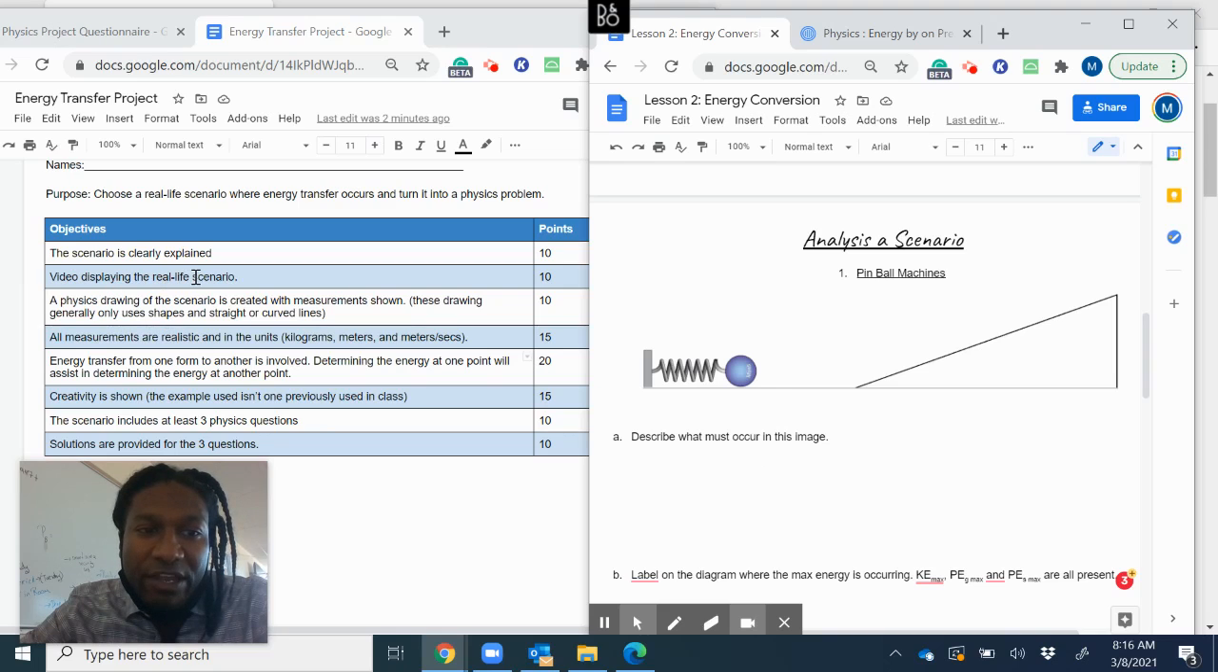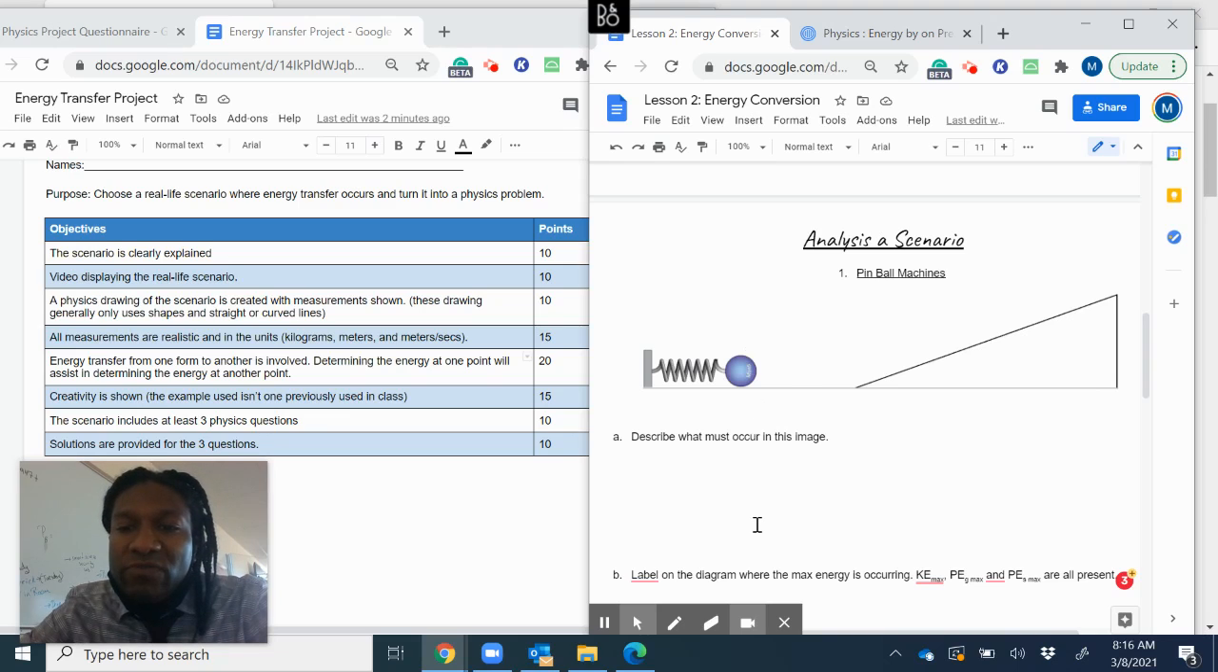The video is displaying a real life scenario. This happens to be a pinball machine. This is my real life scenario. You want to create one of your own real life scenarios. A physics drawing of these scenarios is created with measurements shown. So here goes my physics drawing.